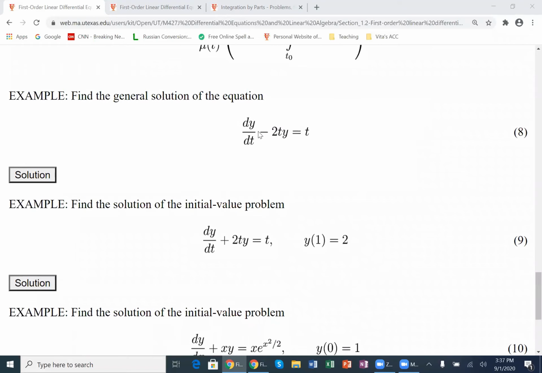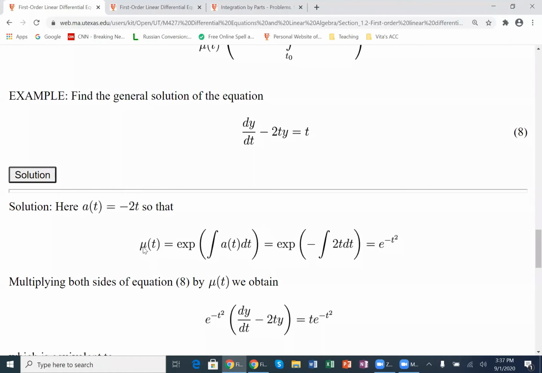So, please take a look at this equation. Obviously, this equation is not homogeneous because the right-hand side is not equal to 0. So, step 1, find mu. Mu of t is equal to e to this power. In order to apply this formula, first we have to identify a of t. In our case, a of t is negative 2t.